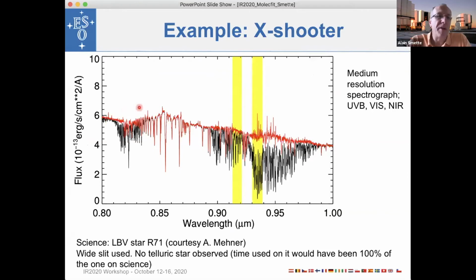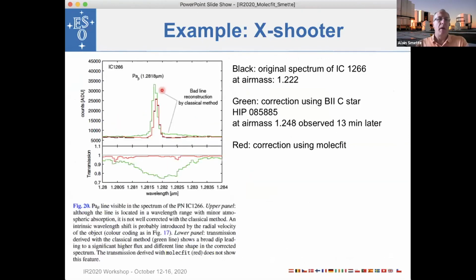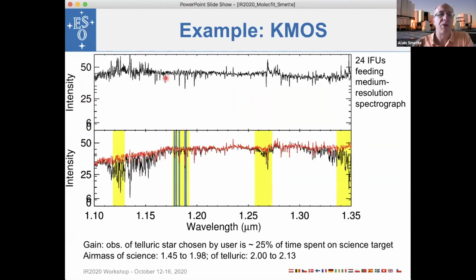Here we have an example with X-shooter. Here, the spectrum of X-shooter was fitted in the areas marked in yellow, and then the whole spectrum was calculated by Molecfit, and you can see in red the corrected spectrum. I'll skip this.